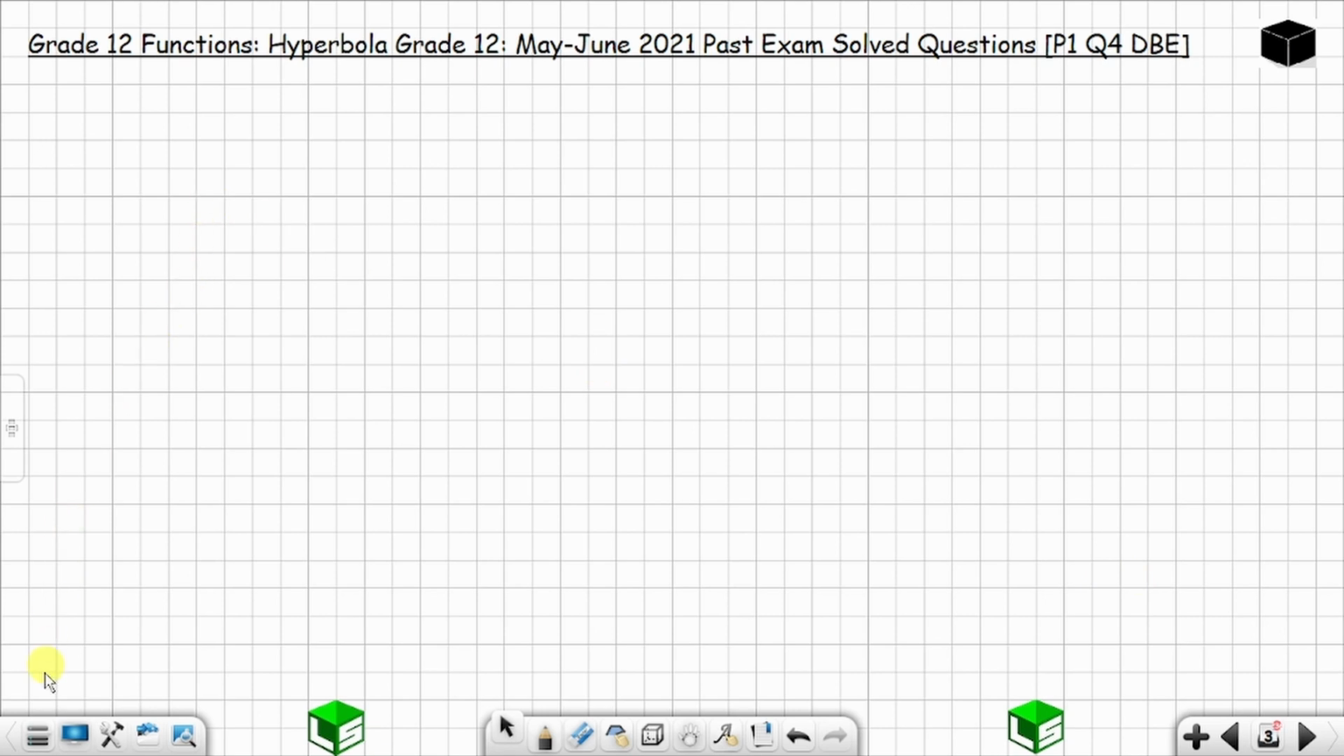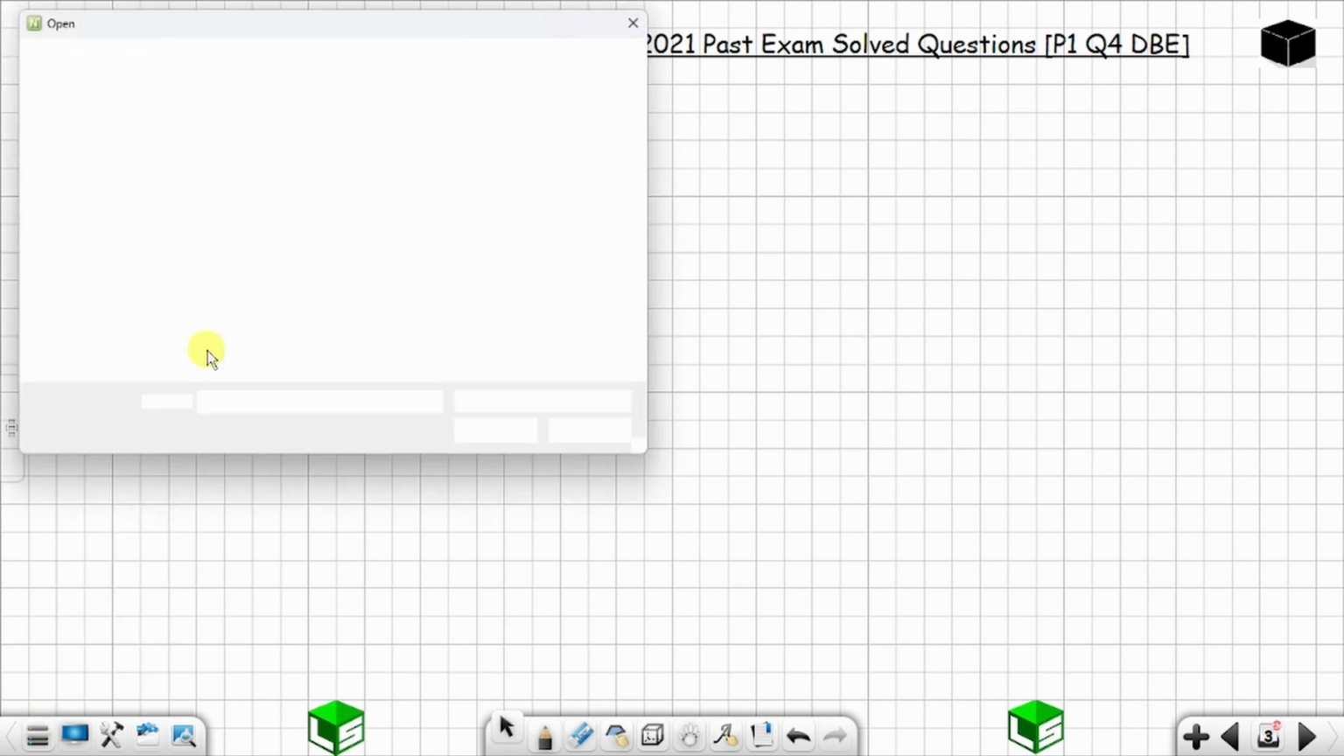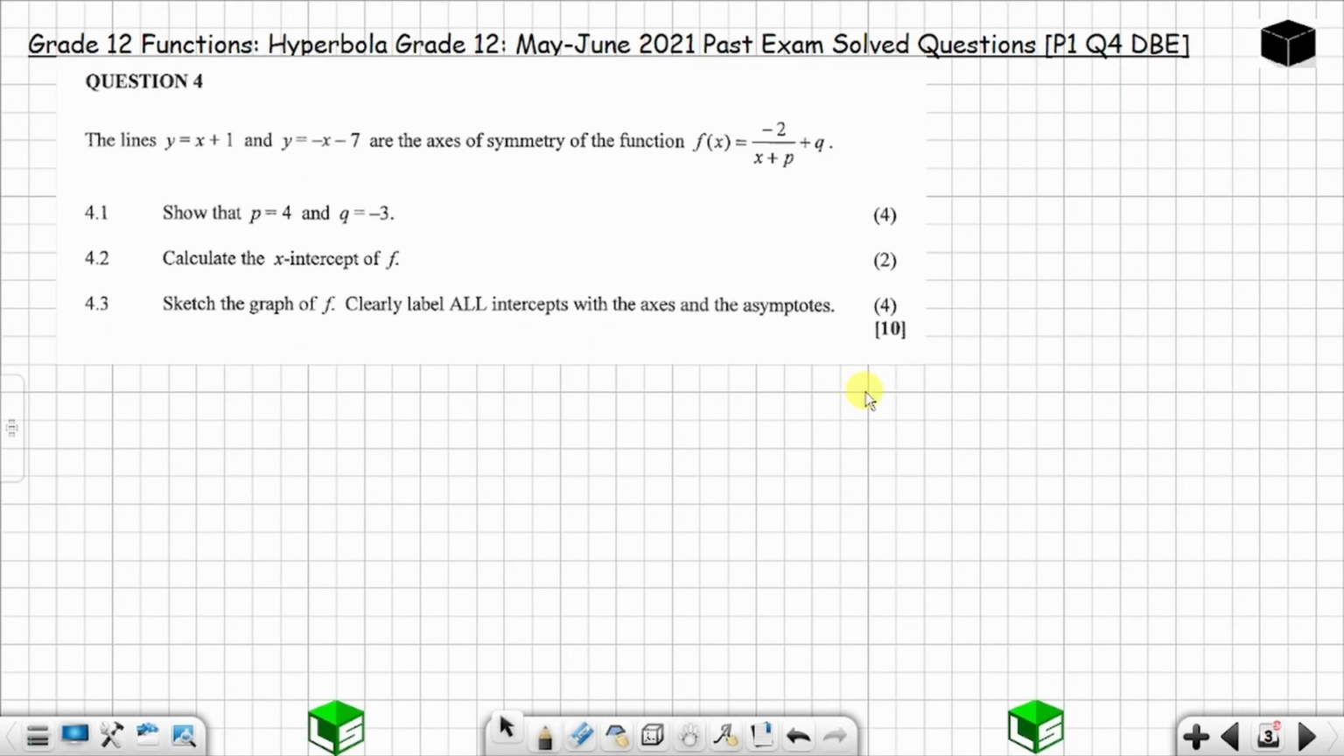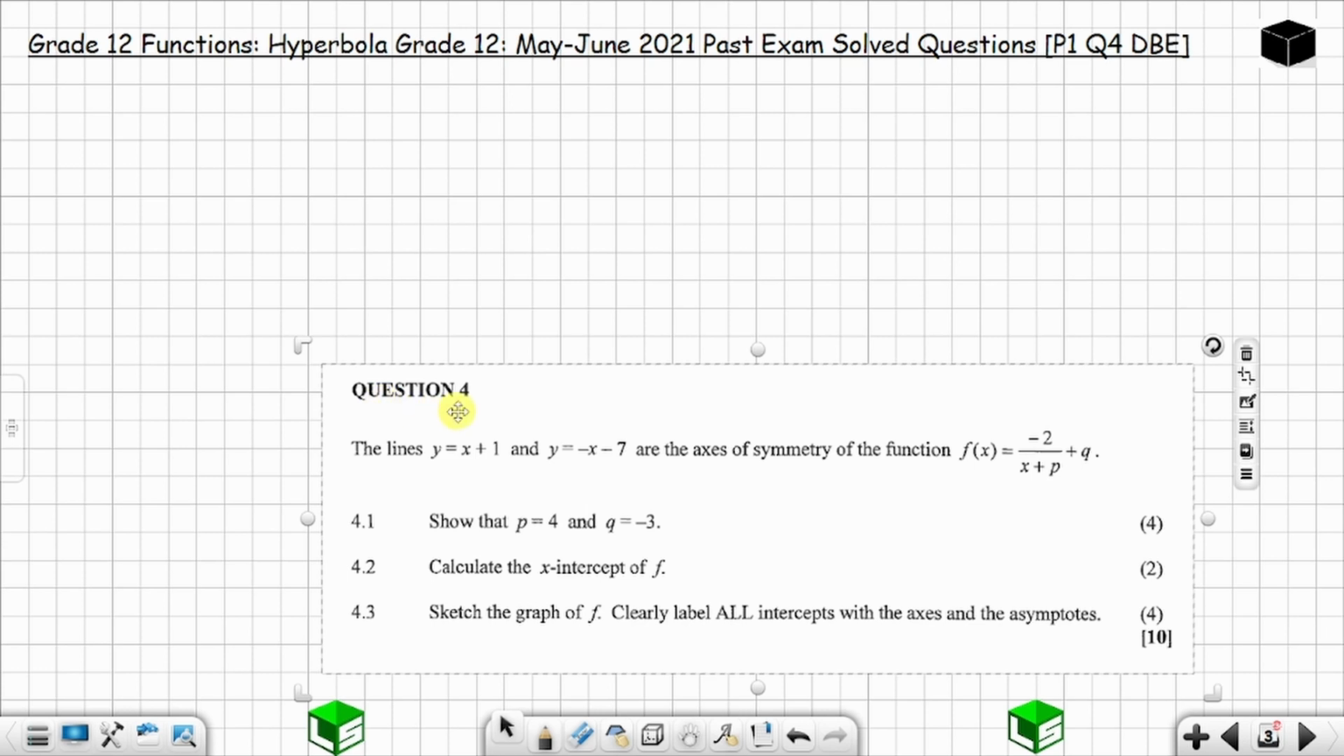So we start with question 4. Now question 4: the lines y is equal to x plus 1 and y is equal to negative x minus 7 are the axes of symmetry of the function f of x is equal to this. f of x is a hyperbola. You are given 2 lines, this one and this one, and these 2 lines are the axes of symmetry of the function f of x. f of x is a hyperbola.